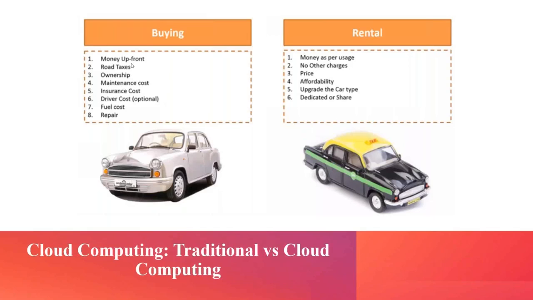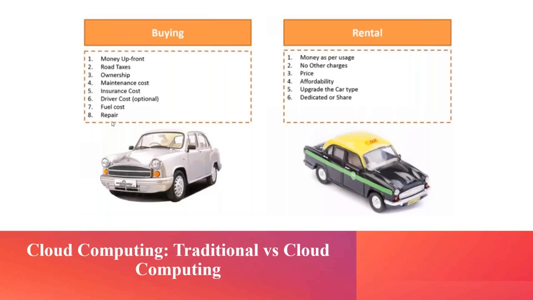See, buying a car is nothing but traditional, where the money is upfront. You need to pay the road tax, ownership, maintenance costs, insurance costs. If you don't know driving, you need to recruit a driver as well. Driver cost, fuel cost, repair, everything needs to be under our control, everything you need to maintain. So that is the traditional. When you want to buy a car, road tax, insurance, maintenance, fuel, repair, a driver, everything is under our maintenance. You need to bear all this when you go for traditional.